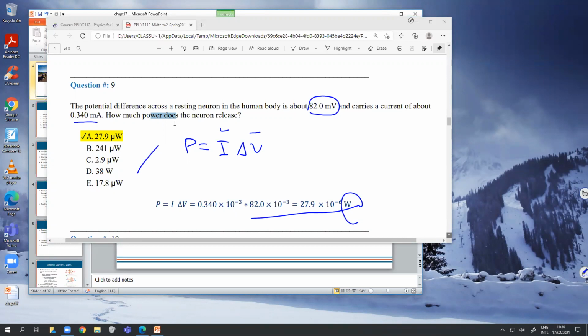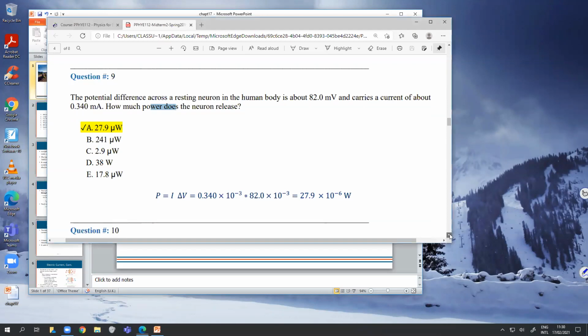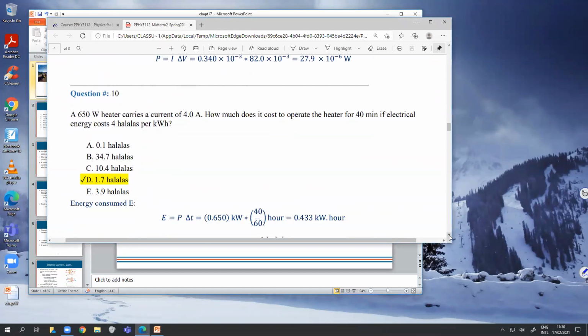Another very simple direct substitution question. But remember again, if you don't know the concept, you don't know which equation to use. There is no substitute for studying. You have to study. There are no shortcuts. Okay, the last question, and we can stop.